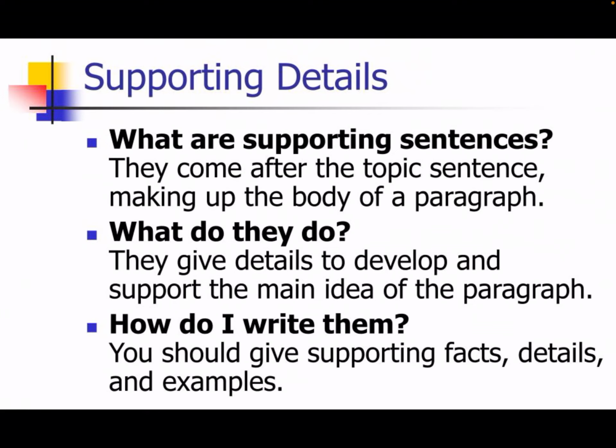And how do I write them? You should have supporting facts. Well, I found out about Canada's healthcare system, and these are true facts. And I gave details and I gave examples. So you must do some research about your topic if you don't already know it, and your research must be true to support your paragraph. So again, how do I write them? You should have supporting facts, and after the fact, put more details, and then you can also give examples in your supportive sentences to make it more interesting for the reader to know more about Canada.